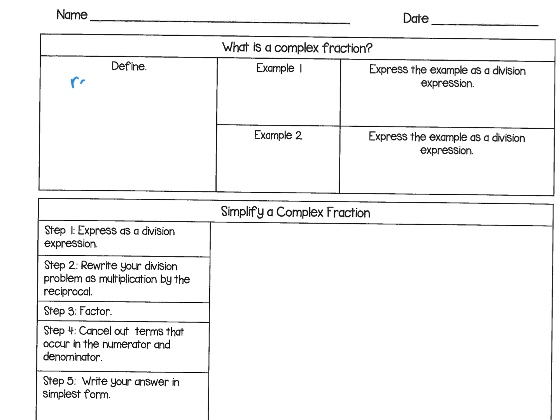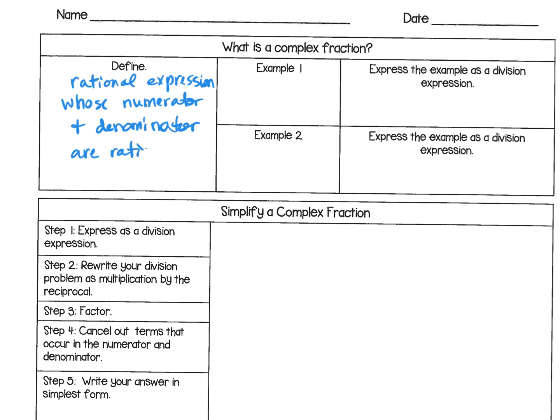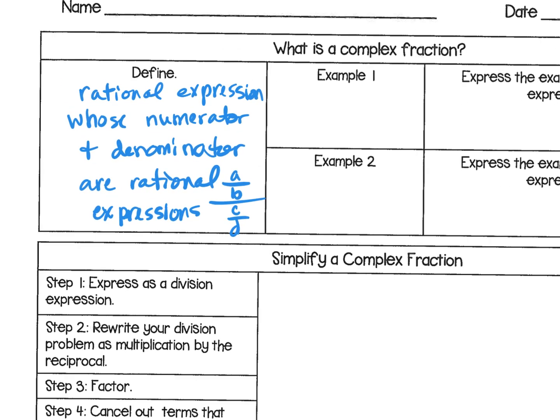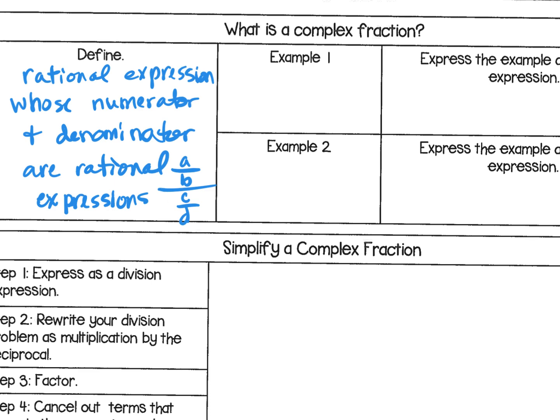It is a rational expression whose numerator and denominator are rational expressions. In other words, it would be A over B divided by C over D. That is a complex fraction. Now, they look intimidating, but they're not because you've already done this. We just have to rewrite a complex fraction so it does not look intimidating.